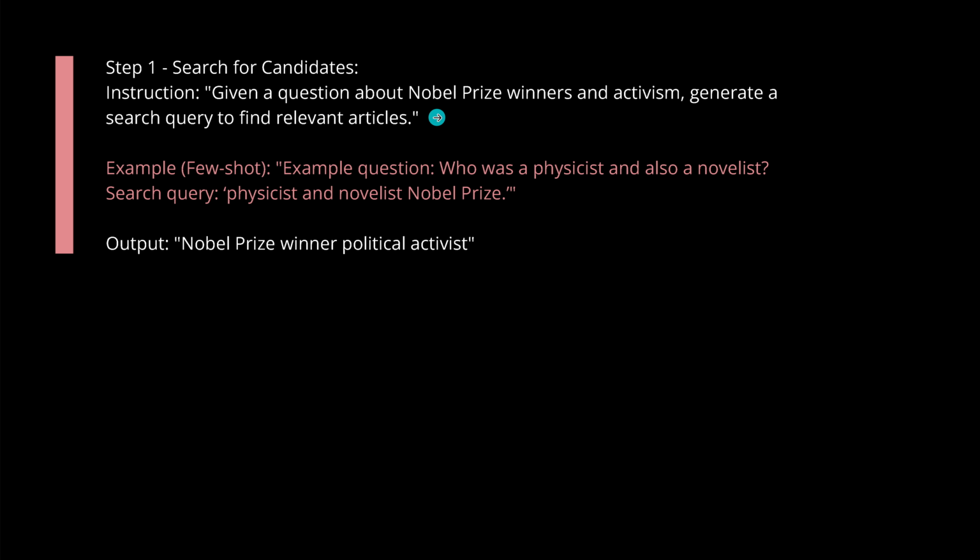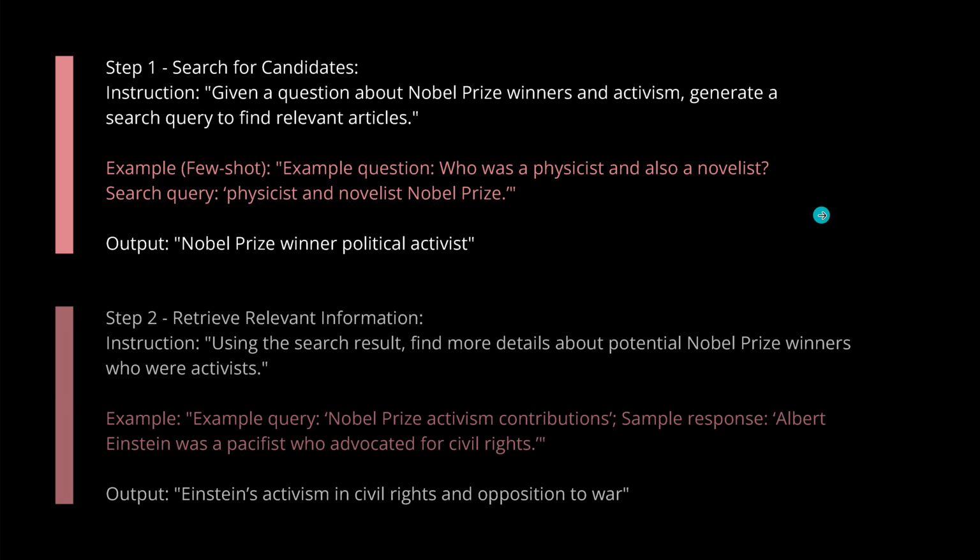And here now comes this idea that I showed you by OpenAI, provide few-shot examples. This is so helpful for the system. So here we go, example. Who was a physicist and also a novelist? And the search query for this particular example would be physicist and novelist for the Nobel Prize. So output defined. This here is what they call step 1.